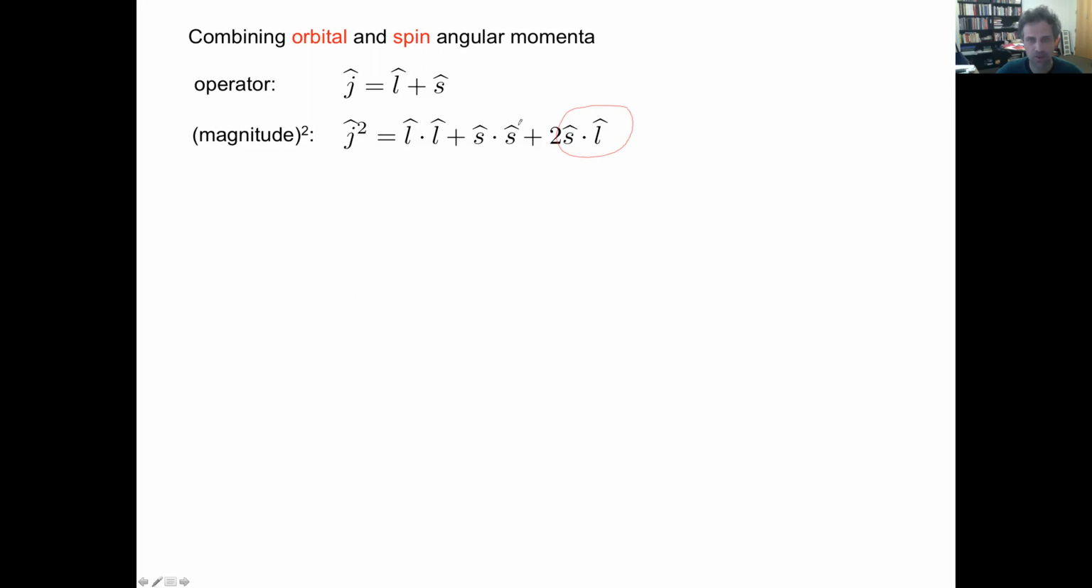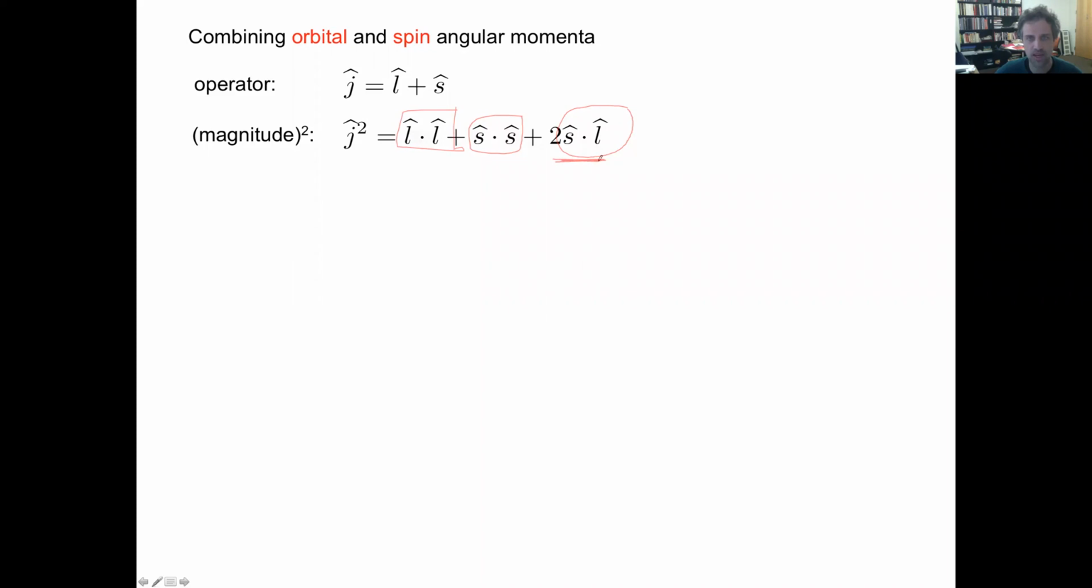Why is that so? Because this term here is simply the magnitude of the spin. This term here is simply L squared, which is the magnitude of the orbital angular momentum. So these two are just the sum of the previous contributions of angular momenta. Okay, this term though is new.